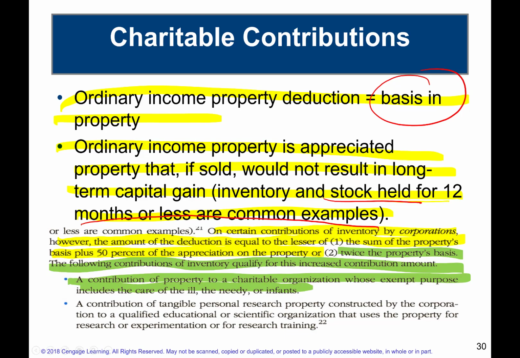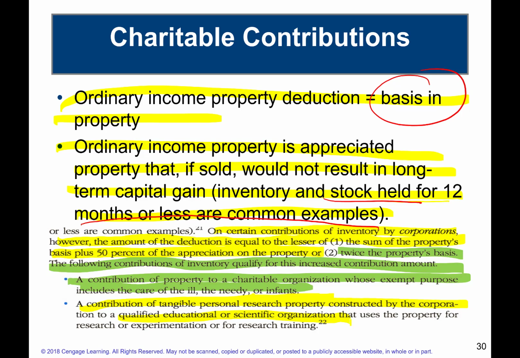Okay, a contribution of what? It has to be a contribution of tangible property, or it could be a contribution of tangible research property to a qualified educational or scientific organization, etc. So if I'm giving inventory to one of these types of qualified organizations, what are they going to do? They'll let me take a little bit more than basis, right? Basis plus half of the increase, or what? Half the difference between the basis and the fair value, or double the basis, whichever is the lesser amount.